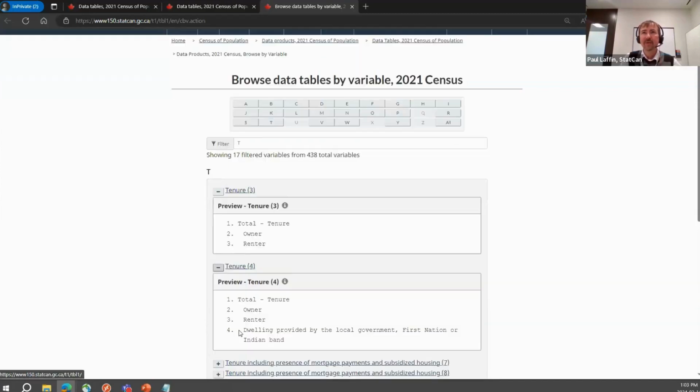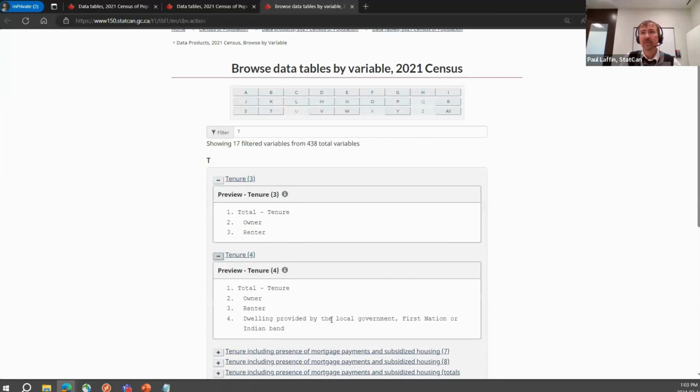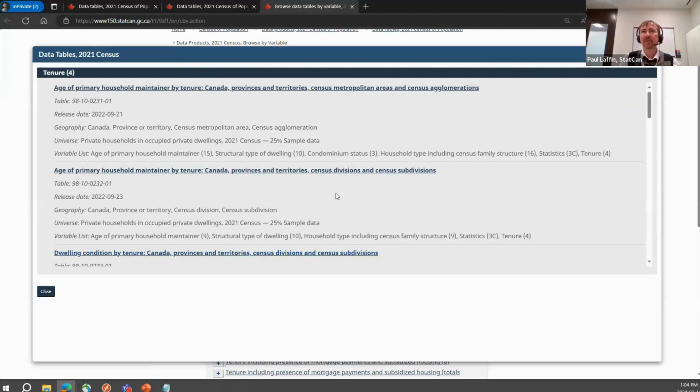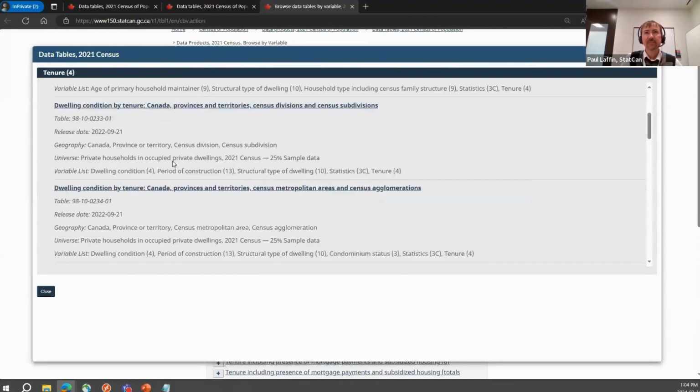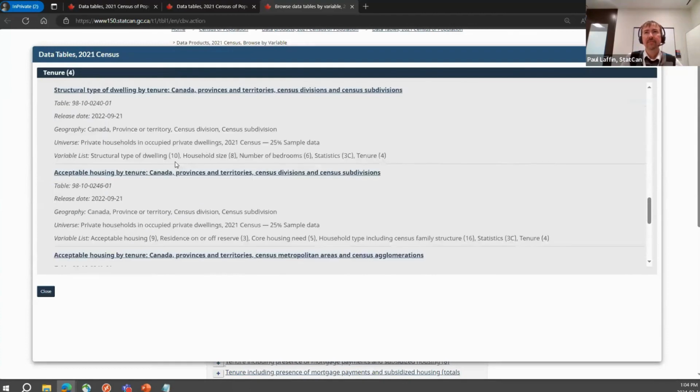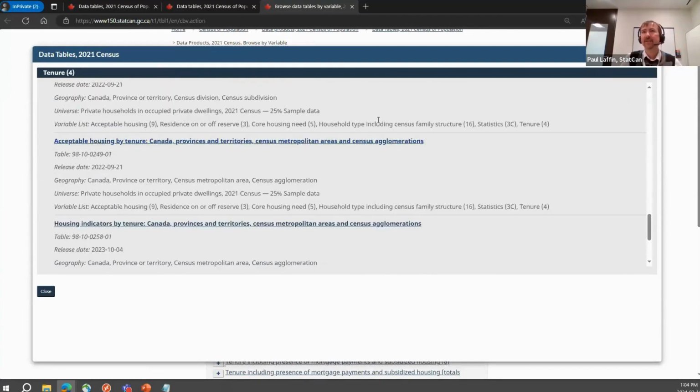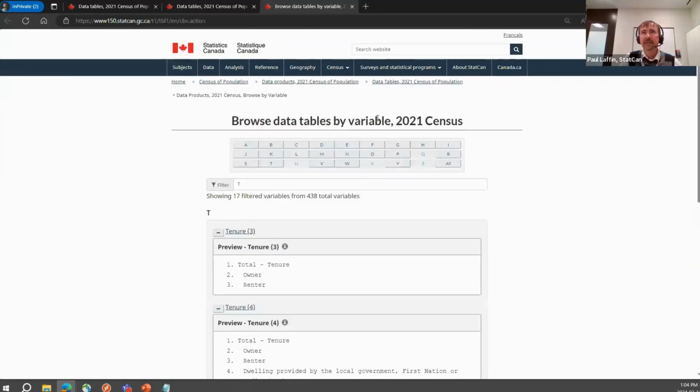Tenure 4 means owner, renter, and dwelling provided by local governments, such as a First Nation or Indian band. Once you're satisfied that that's what you're looking for, you click on the title, and a pop-up occurs, and you get all the tables that have that variable in it. Then you just click on that, and the table is the same as the one I showed you before.